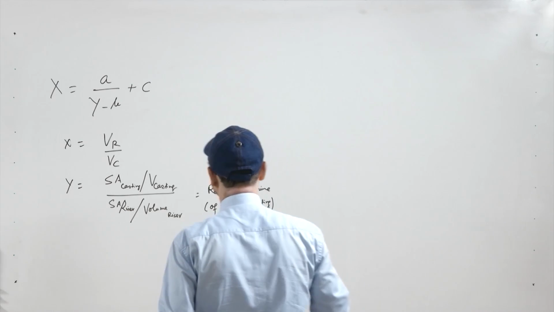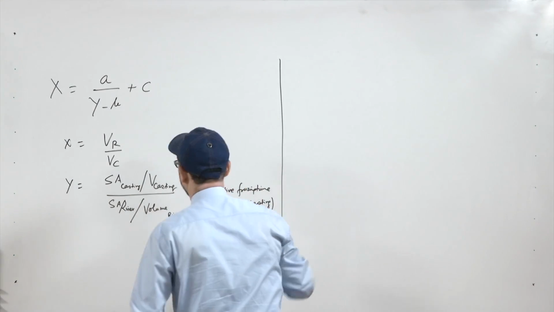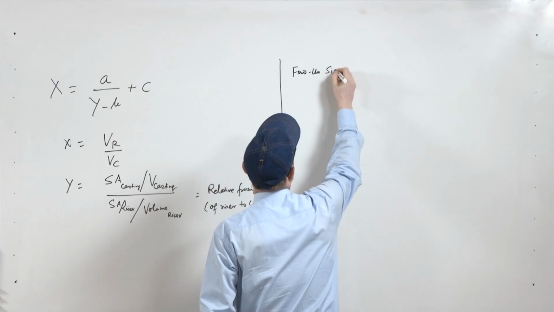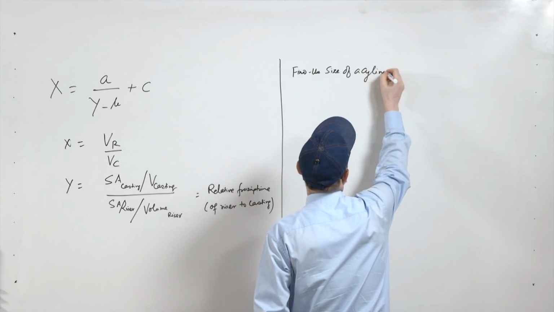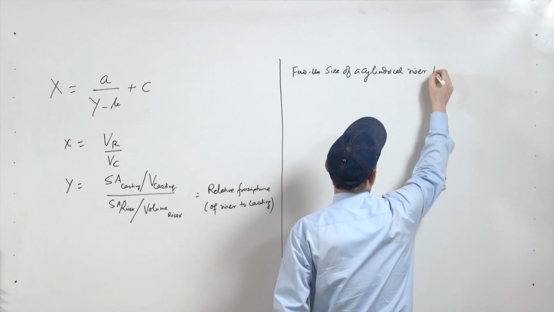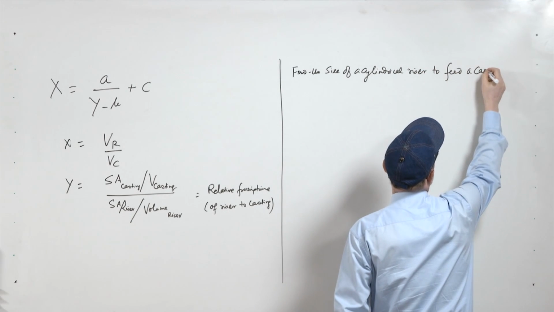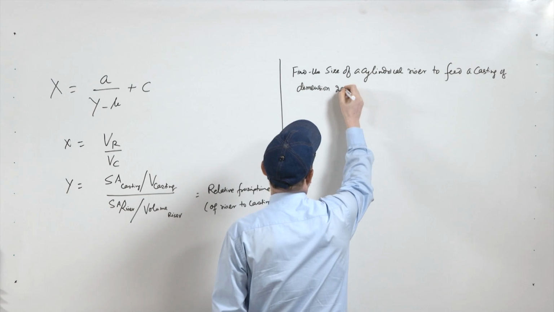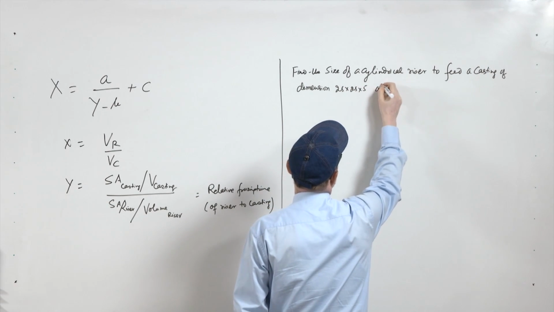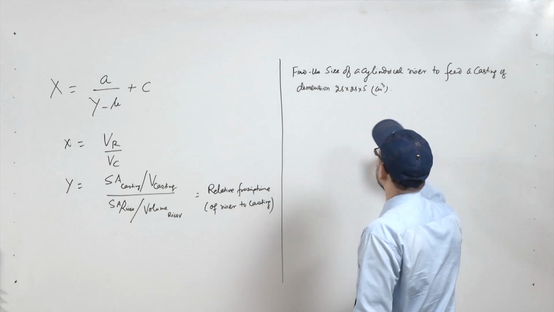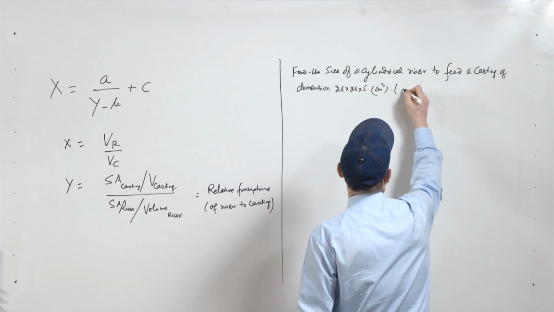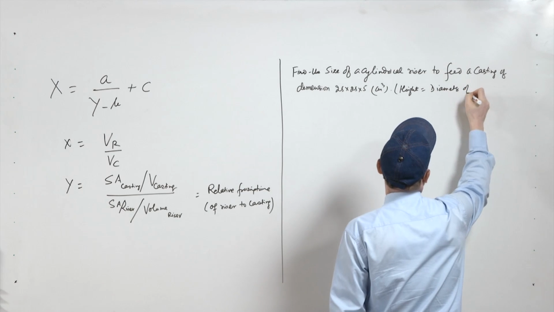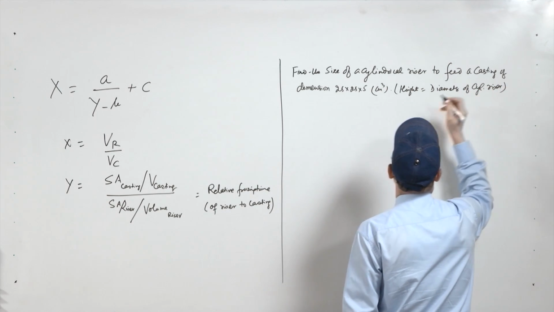For example, suppose you are given a problem. The problem is that you have to find the size of a cylindrical riser to feed a casting of dimension 25 by 25 by 5 centimeter cube, and you have been given height equal to diameter of the cylindrical riser, and use Caine's method.